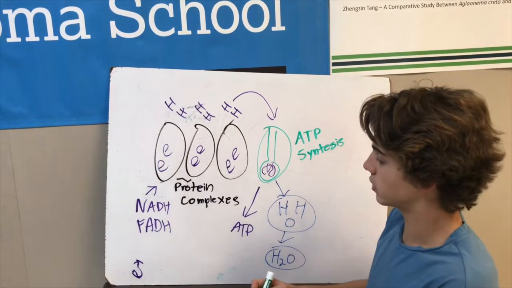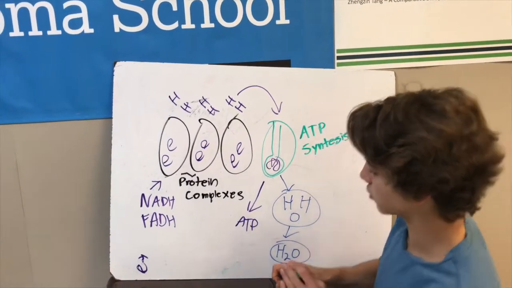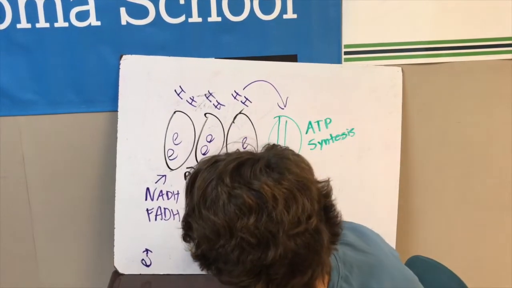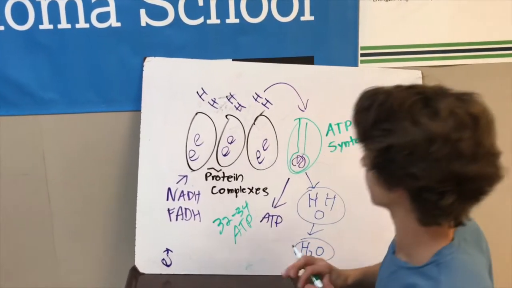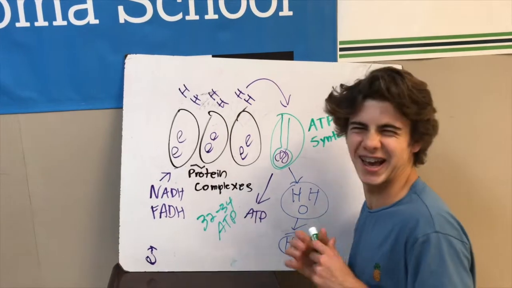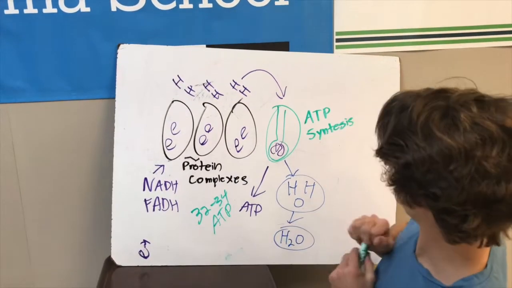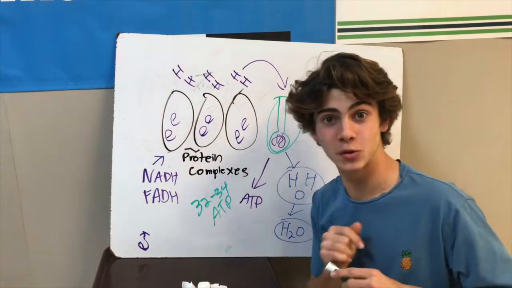Normally in the electron transport system, you produce about 32 to 34 ATP in total right there. So that pretty much explains it. That's about it there. That's our little model for you guys.